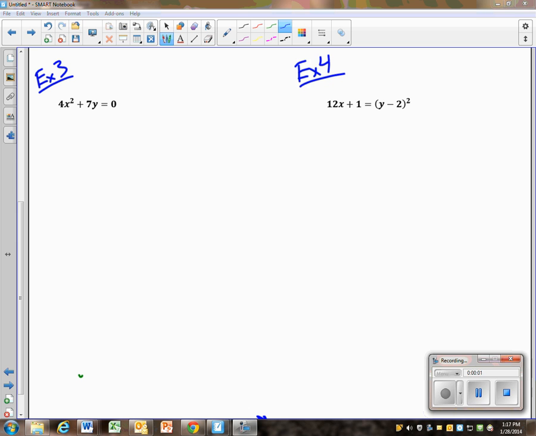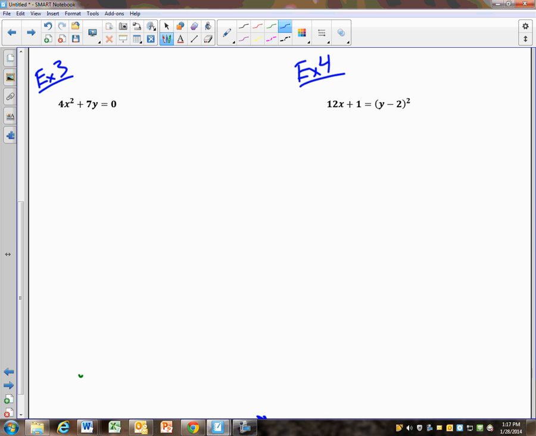So we got parabolas. You guys tell me, do I solve for y in this problem, or do I solve for x? How come? Very good. I had the x squared, so I solve for y. And so I have 7y equals negative 4x squared. Divide by 7, y equals negative 4 over 7 times x squared. That's the equation for my parabola.